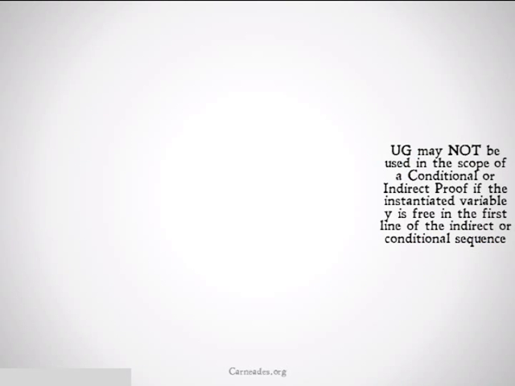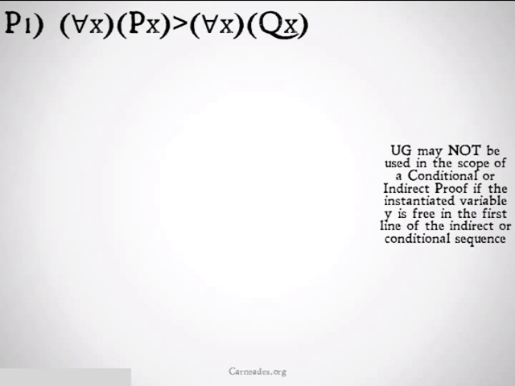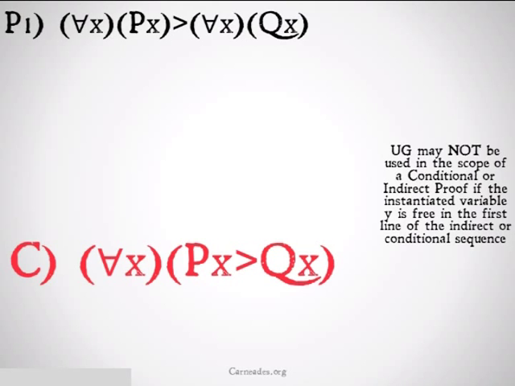So, we remember, universal generalization may not be used in the scope of a conditional or indirect proof if the instantiated variable y is free in the first line of the indirect or conditional sequence. Let's take a look at the following proof. For all x, x is a P implies that for all x, x is a Q. Therefore, for all x, x is a P implies x is a Q. Don't try to do this on your own because it's actually invalid. It's not a valid argument. The conclusion does not follow from the premise. You can have a true premise and a false conclusion.